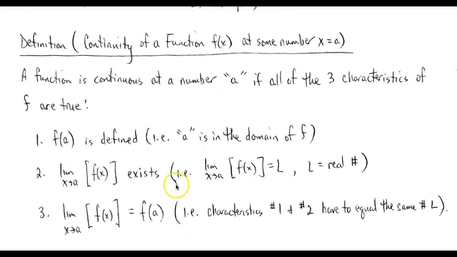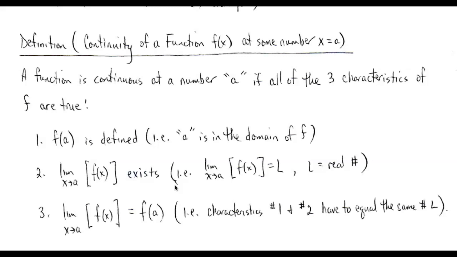So the definition: continuity of a function f at some single number x equals a. I want to make sure that we understand that I'm only talking about continuity of a function at a single point at this particular time. We will build upon that and eventually talk about continuity of a function for several points in succession or an interval of x values later. But for right now, we're just talking about what we mean when we say continuity of a function at a particular point or at a single x value.